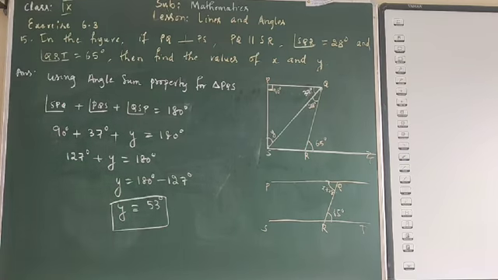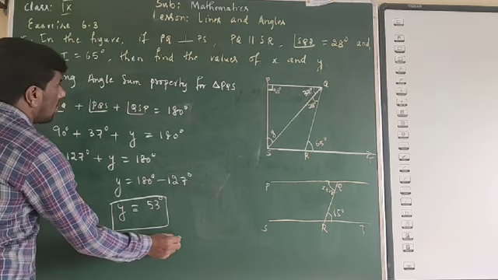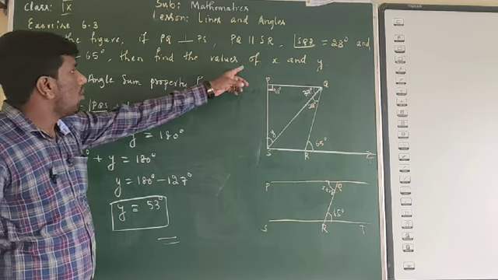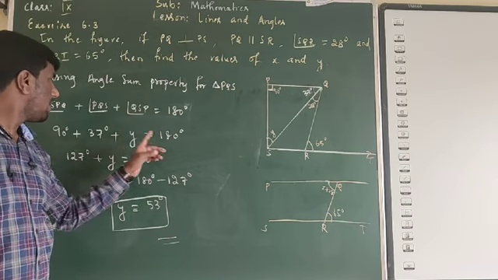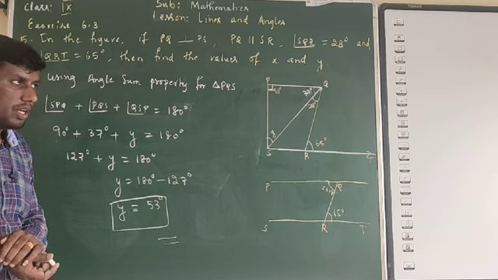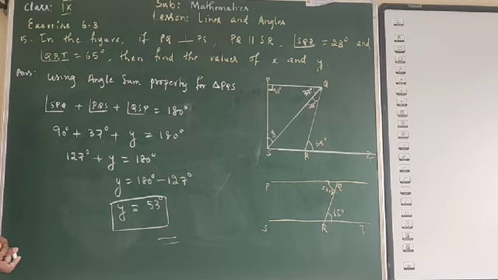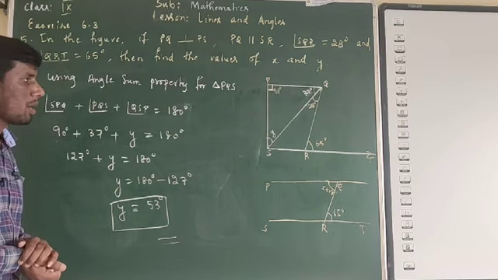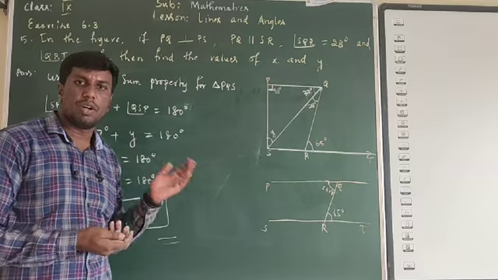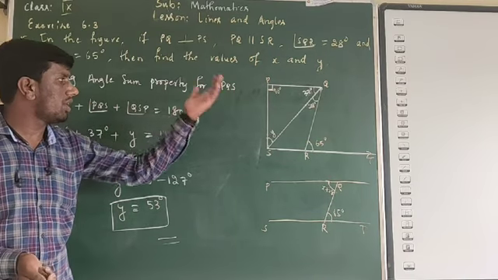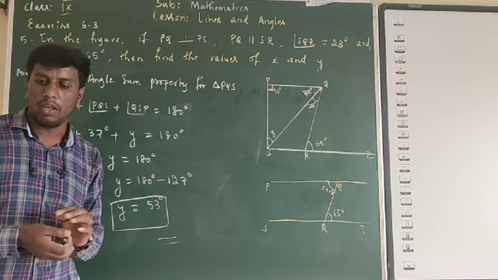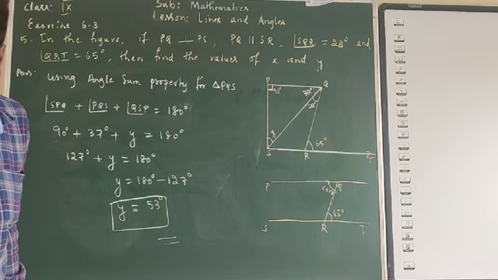So therefore x is equal to 37 degrees and y is equal to 53 degrees, right? So that's it. According to the question, we should find the value of x and y. X is equal to 37 degrees, y is equal to 53 degrees. Okay. So this is the fifth question. By using the angle sum property and the earlier properties we have studied, we are finding out the unknown angle. Okay.